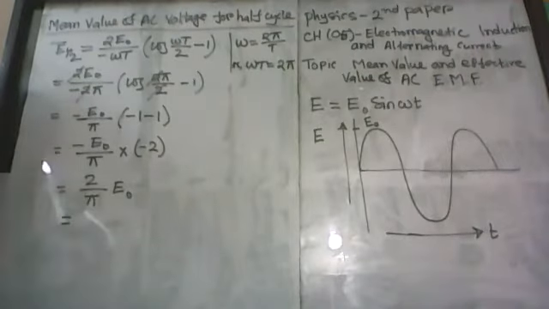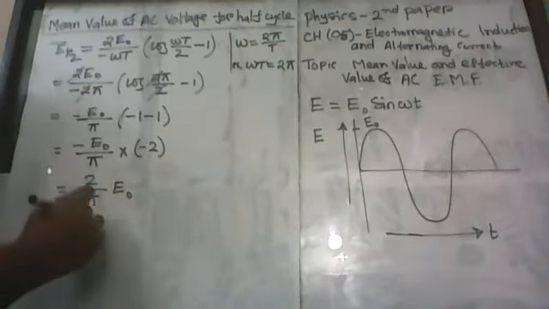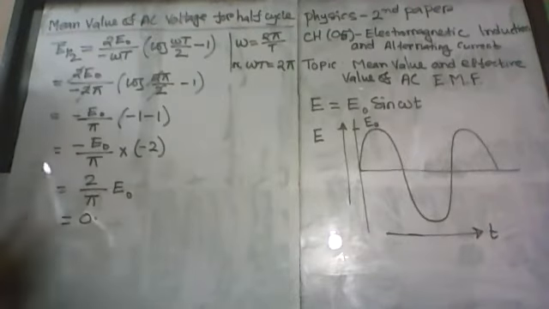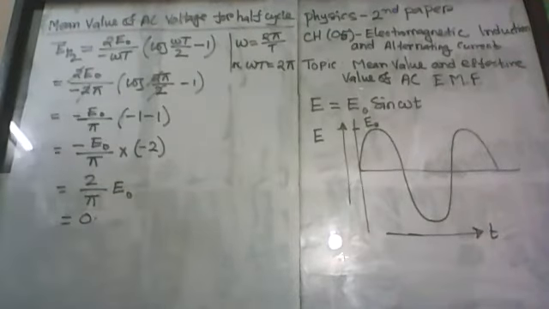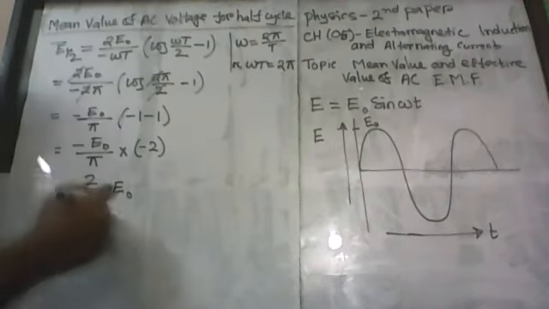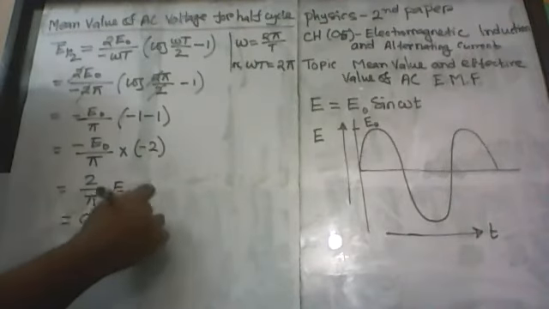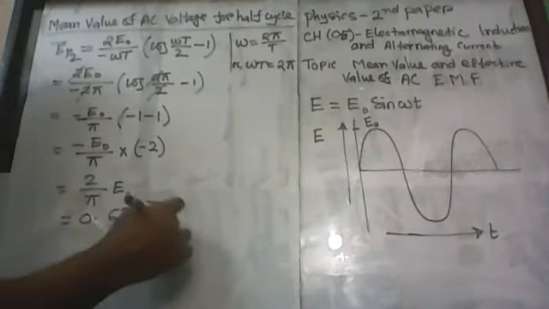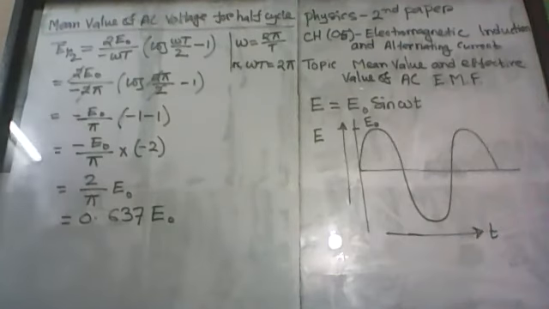So what does 2 divided by pi equal? 2 divided by 3.1416 will equal 0.637. So it is 0.637 of E naught.